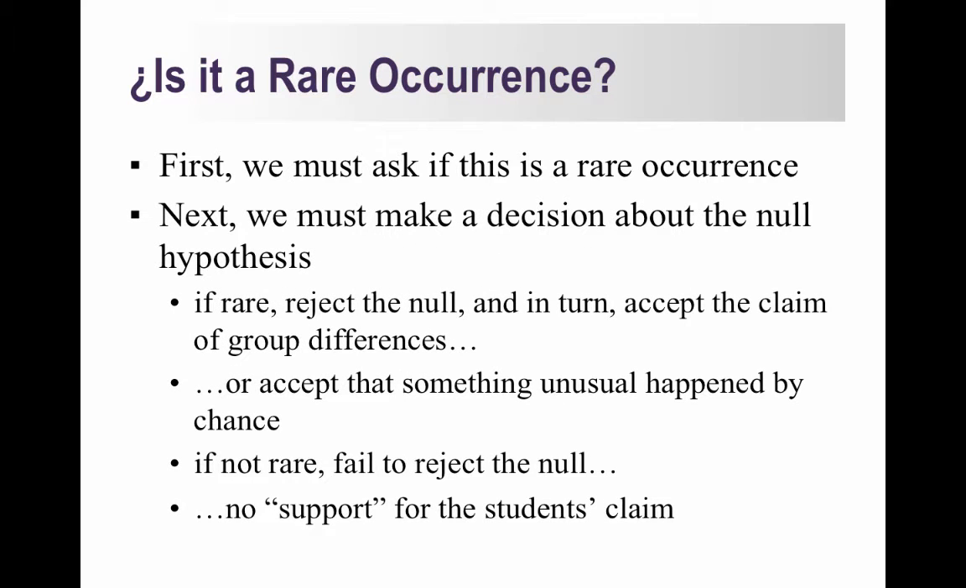Next, we must make a decision about the null hypothesis. If it is rare, then we reject the null and in turn accept the claim of the group differences. Or we could accept that something unusual has happened by chance, but that kind of defeats the purpose of setting a cutoff for what we would consider rare. If it's not rare, then we fail to reject the null, and then there's essentially no statistical support for the students' claim. So in this case, if, for example, the professor were using a significance level of 0.05, she might be inclined to explore the groups further to see if there actually is a difference between the groups.